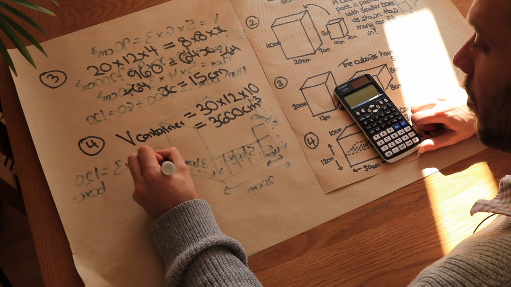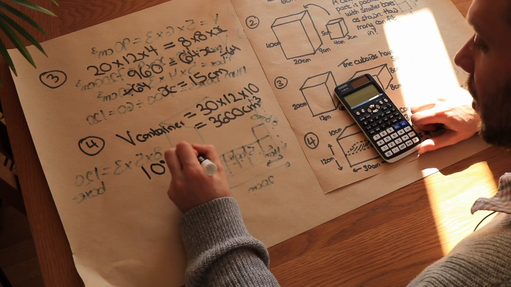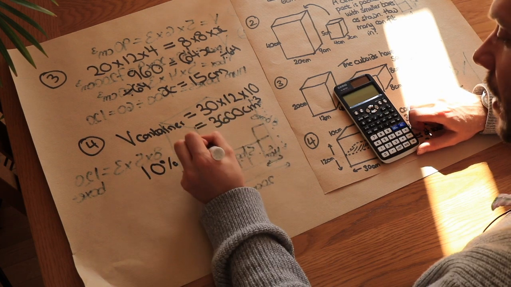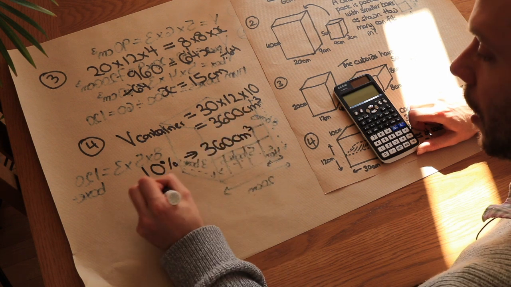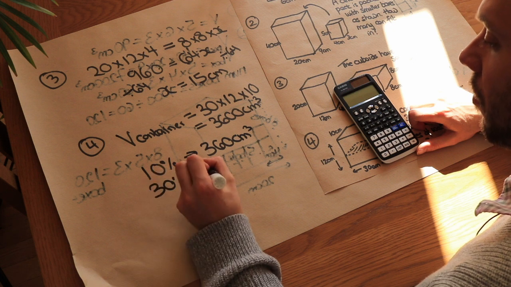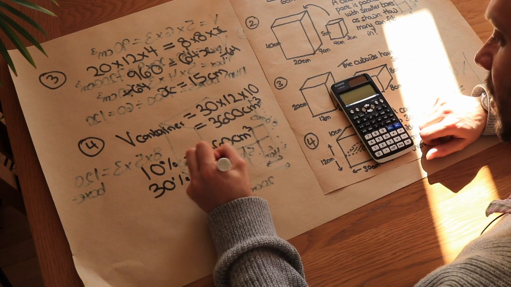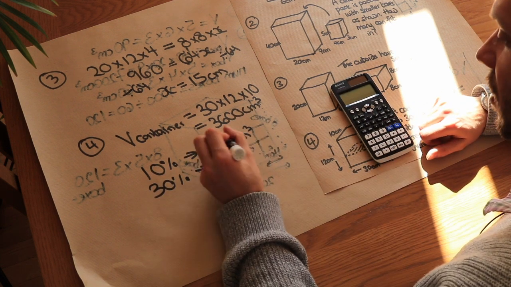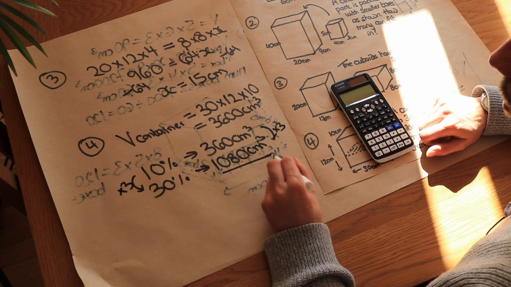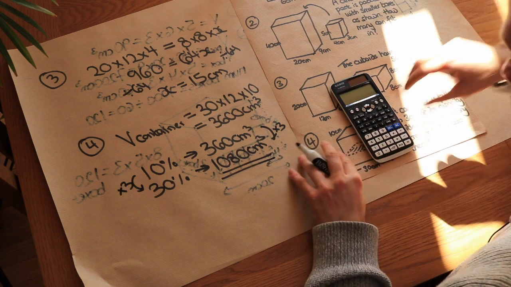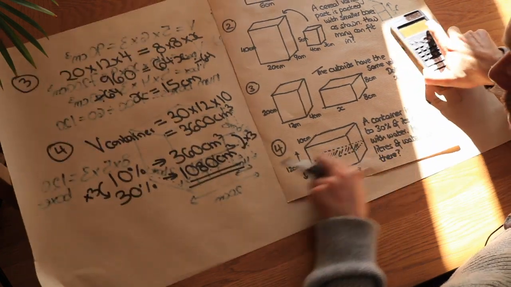We could find 10% of 3,600. That would just be a tenth of it, so that would be 360 centimetres cubed. And therefore 30% would be 3 times greater, which is 1,080. So I just times that value by 3. So that is the volume of water, and we want that in litres.